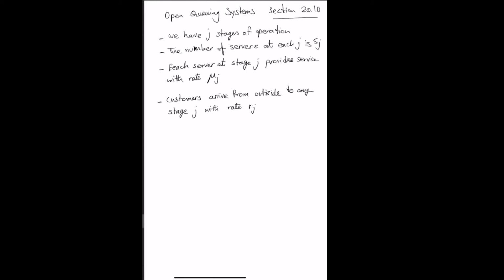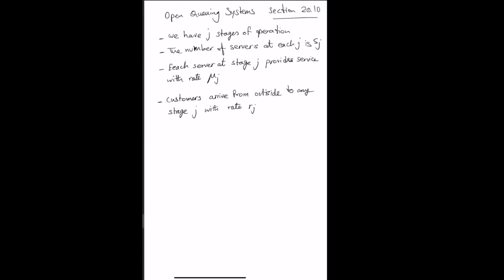After completing service at each one of these stages, let's say stage i, there is a probability Pij that these entities go to stage j to get the next operation, or they just leave the system. Again, the difference from the previous system is that in the previous system, we had queuing systems in series. When the entities came to the system, they had to go through all the stages, one after another.